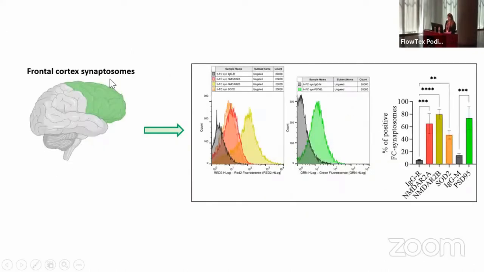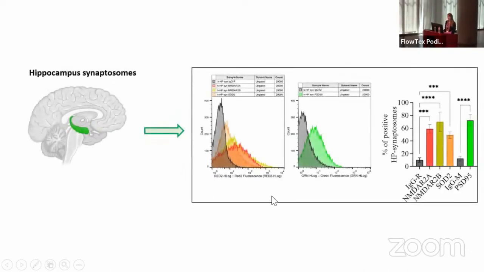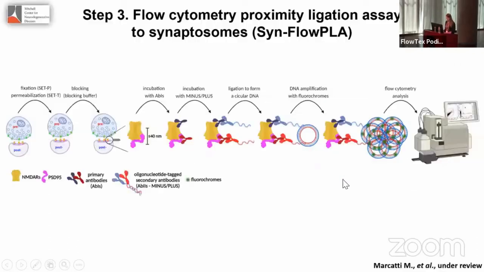So what we did, we isolated the synaptosomes from human frontal cortex, and we performed the labeling using the specific antibodies. And as you can see, compared with the corresponding IgG isotype control, the antibodies gave us a very nice signal, both for the rabbit source antibody and also the mouse source antibody. This was confirmed also by the quantitative analysis of the percentage of positive synaptosomes, which was much higher compared with the IgG isotype control. We performed the same analysis using synaptosomes from hippocampus, and we got more or less the same trend. So we said, okay, we can go ahead and proceed with the PLA step.